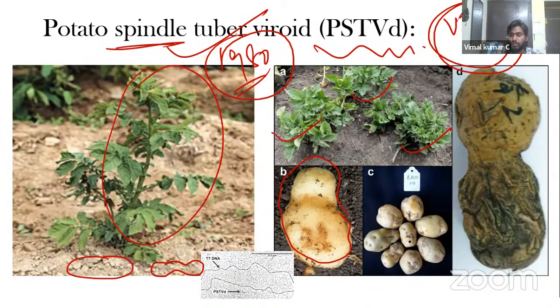Usually the tubers will be very rough, and cracking will be there. See here how you are having cracks, like this. As I told, it spreads mainly through mechanical means. If you are cutting tubers with knives and carry them over to healthy fields and cut with the same knife, the infection will proceed. So this is the RNA of the potato spindle tuber viroid, single stranded, circular RNA, right?